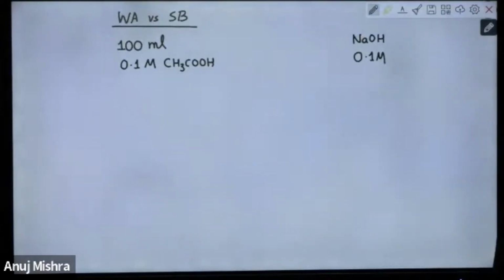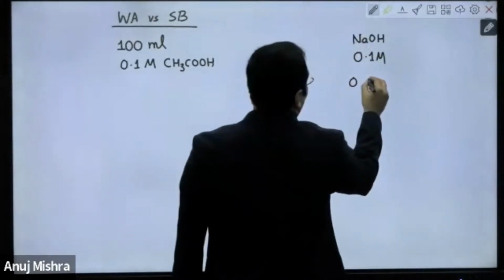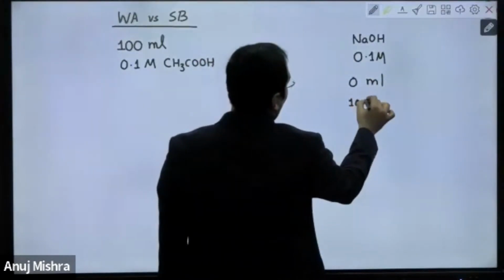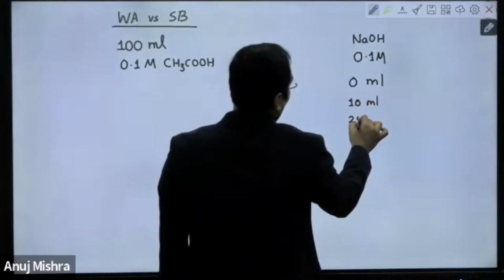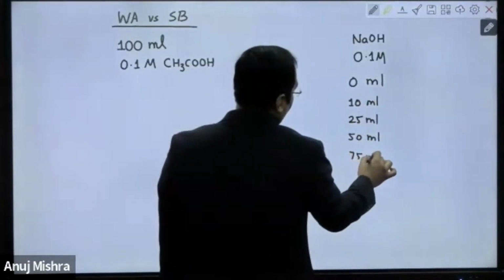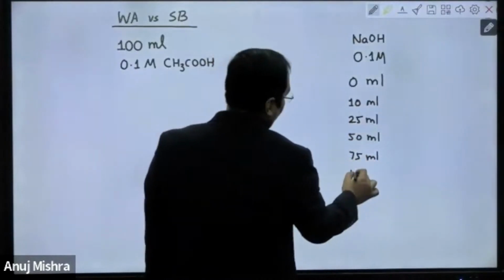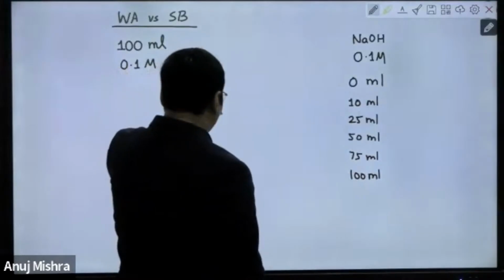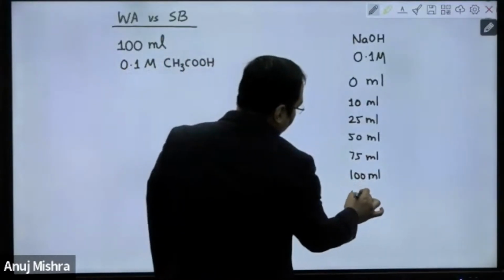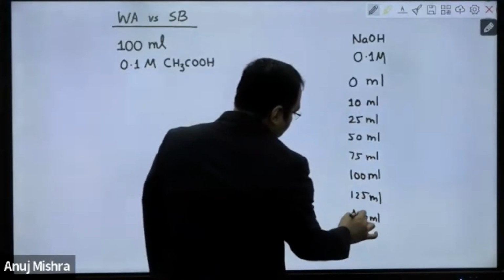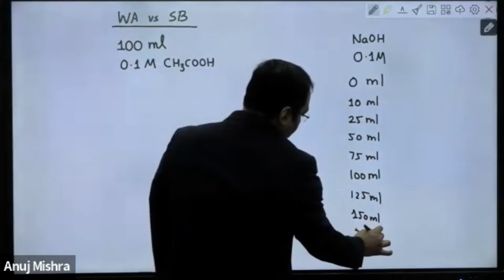And I'll give you different values now for this. So the interesting values will be: you can start with 0 ml, then 10 ml, 25 ml, 50 ml, 75 ml. I'm doing it for a reason. 100 ml. After 100 ml, you take 125 ml, 150 ml, then 200 ml.